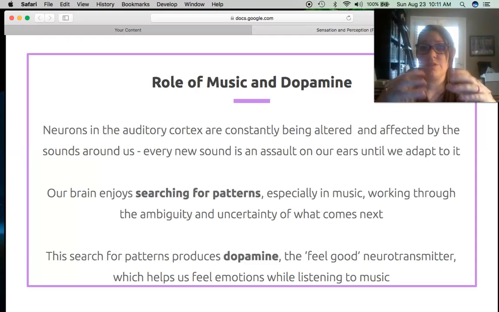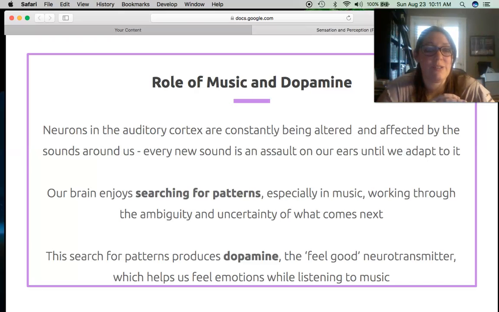So, the role of music and dopamine. I get a question a lot: why can I remember lyrics from 20 years ago, but I can't remember what I had for breakfast yesterday? Music has a really special role in our brain. Our brain likes searching for patterns, and music is full of patterns. And so our brain likes working through this ambiguity and the uncertainty of what's coming next in music. And that uncertainty and ambiguity and the hunt for a pattern produces dopamine. Remember, it's a feel-good neurotransmitter, and it helps us feel emotions while we're listening to music. And that emotional connection helps us remember music and lyrics, even 20 years later.